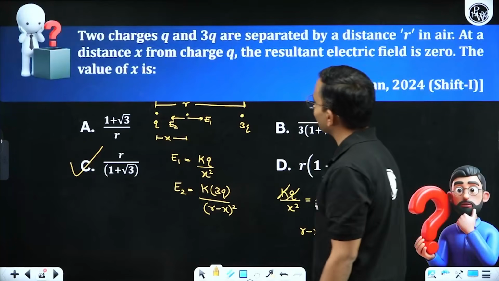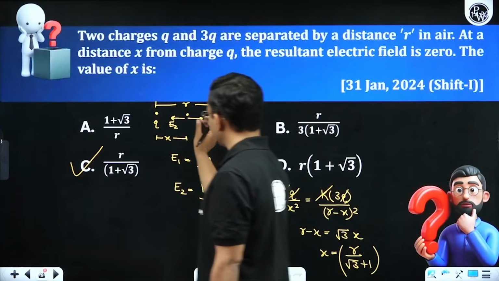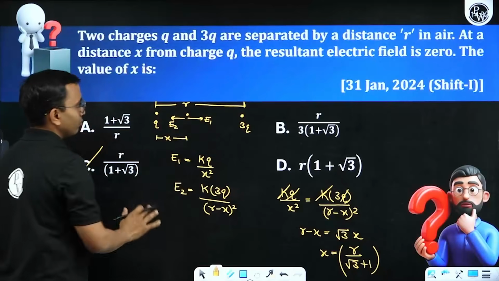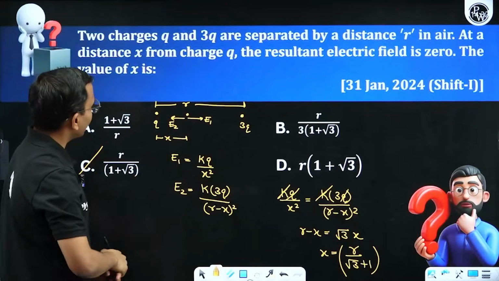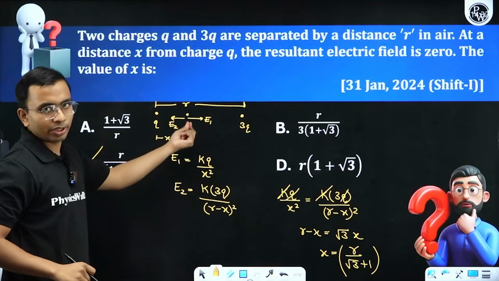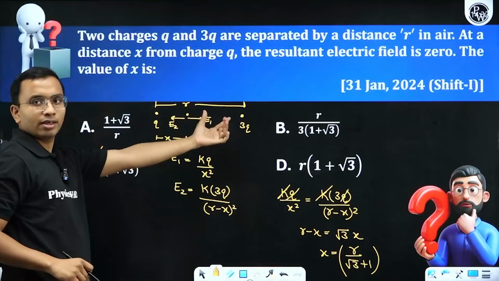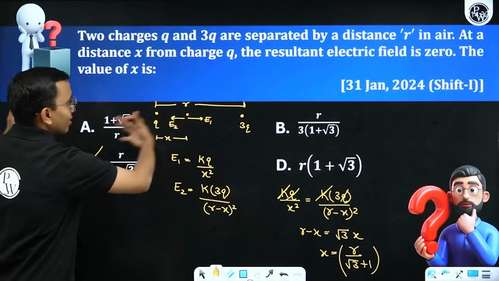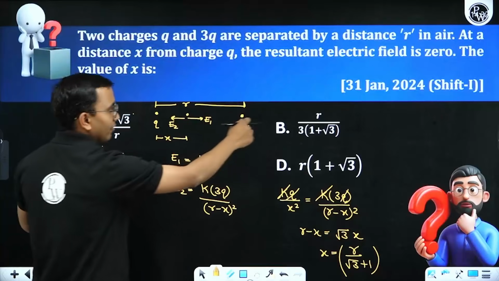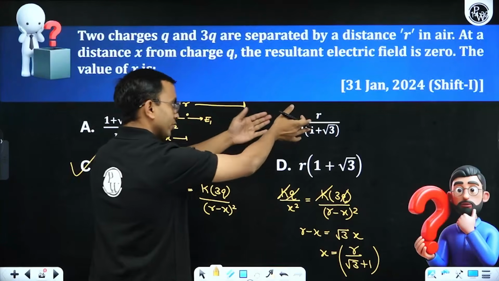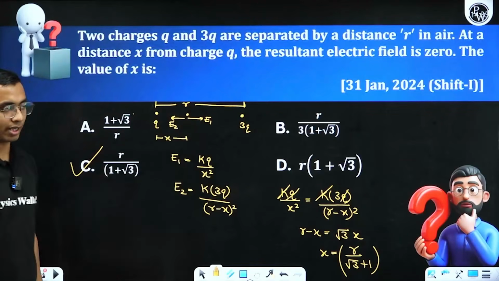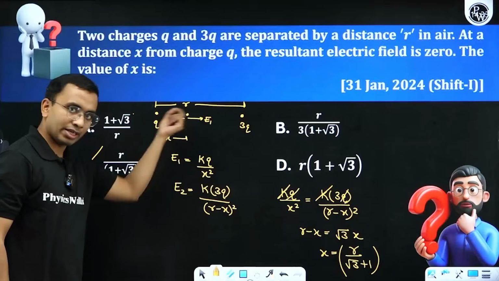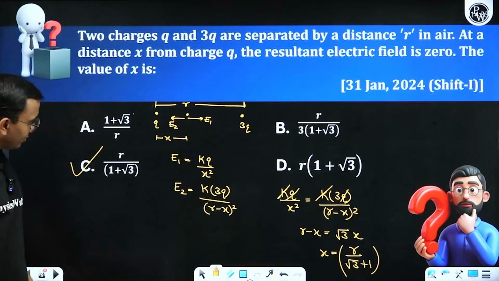One thing is, why did I consider this x between the two charges? It's not mentioned that the electric field is 0 in between. Why not on one of the sides? Because if I consider a point on this side, both the electric field vectors are adding, they will not cancel. If I take the point on the other side, there also both the electric field vectors are adding, not cancelling. Only in between they will cancel each other, therefore I took it in between.